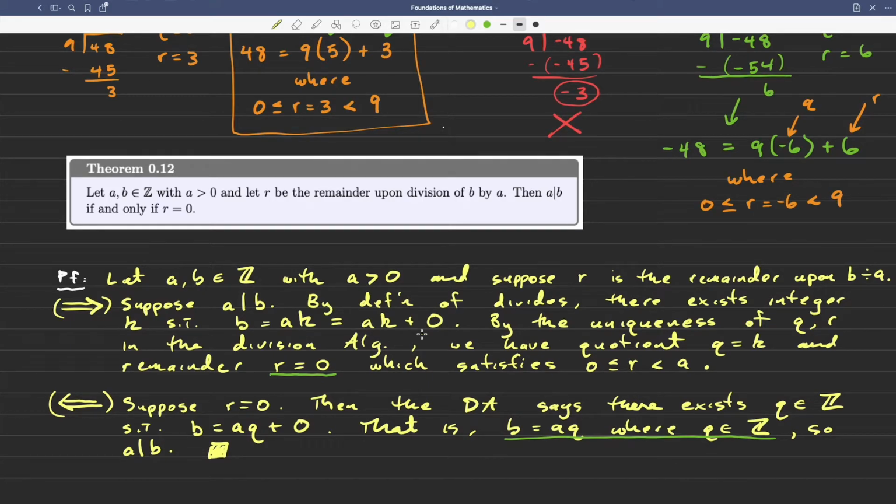But I think this theorem is not telling you anything particularly mind-blowing. When we say a divides b, one way we often say is that a divides b evenly, right? Like it goes into it with a remainder of 0.